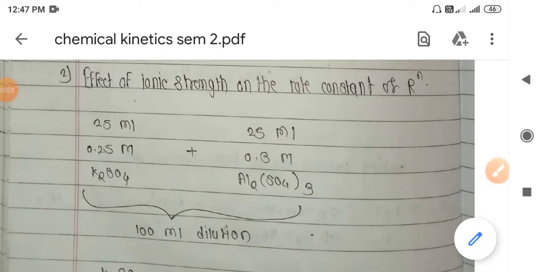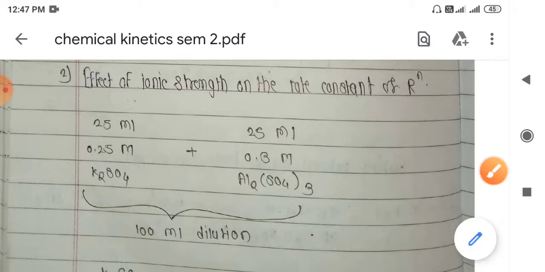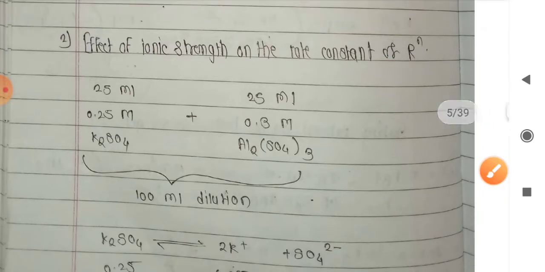So in the previous lecture we finished with the dielectric constant and its effect on the overall rate constant of a given reaction. Now we will start with the second effect, that is, the effect of ionic strength on the rate constant of a given reaction. In the previous semester we solved examples in which we found the overall ionic strength of a given solution. So what are the formulas that we used there?